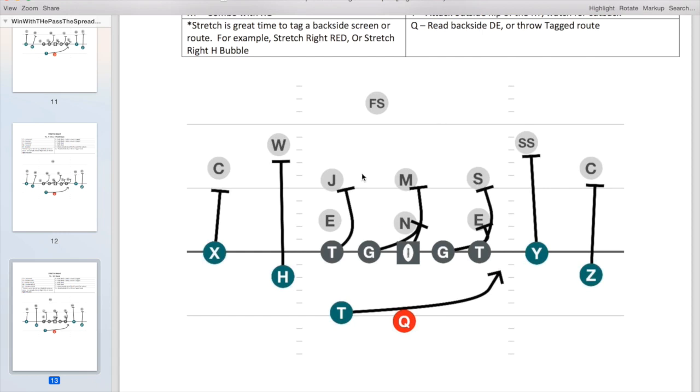Same thing goes for this combo right here, okay? The guard has to anticipate inside slant here, and the center has to anticipate outside slant here.